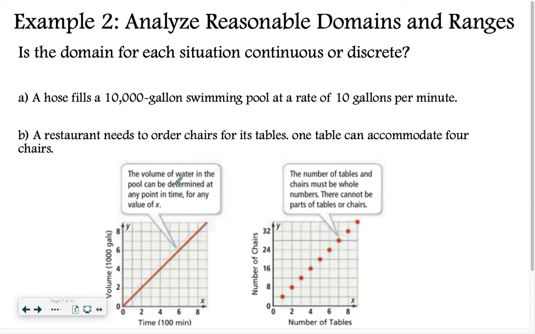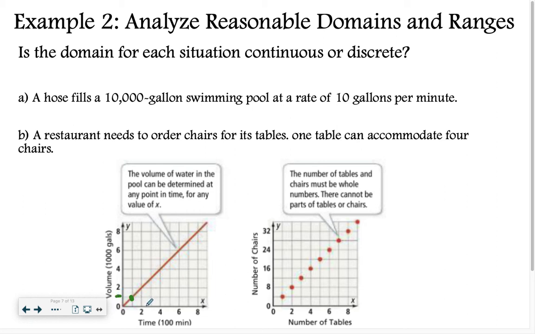Now, let's finish talking about these two problems. We want to figure out, is the domain for each situation continuous or discrete? Continuous means that you have a line, you can get decimals, you can get in-between things, and discrete means that you can't. So, for example, if we talk about that hose filling a 10,000 gallon swimming pool again at a rate of 10 gallons per minute, say that I have been filling the pool for 100 minutes, then it would be about 1,000 gallons.